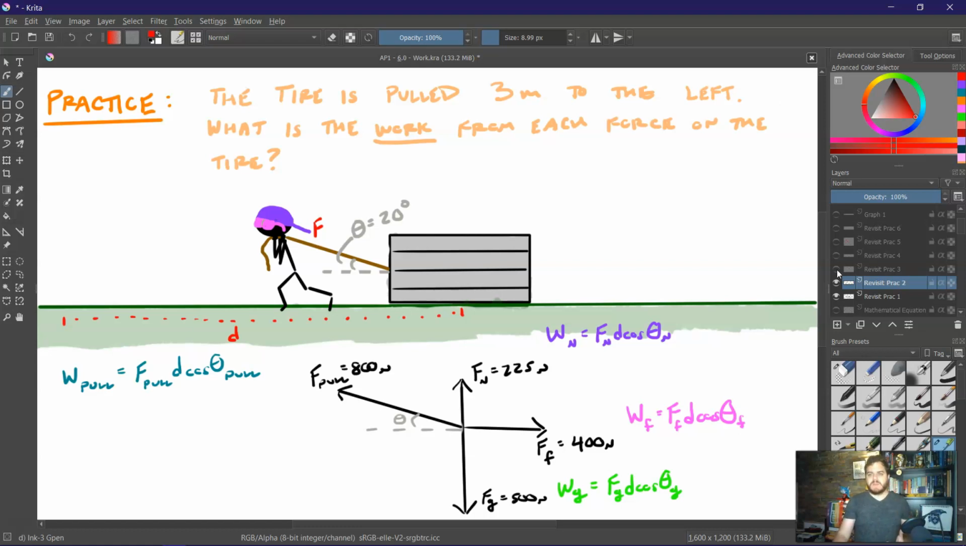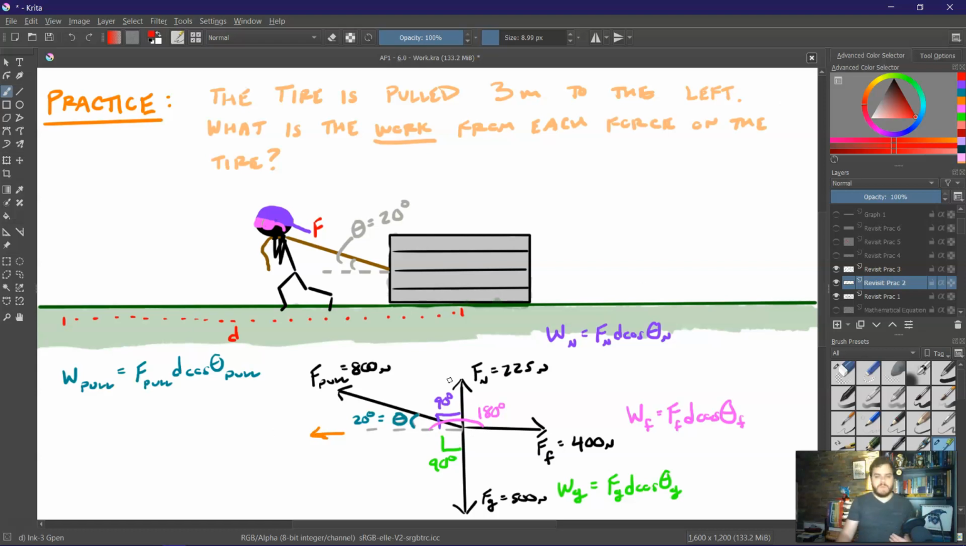And what direction is this object moving? Well, it's moving to the left. So let's go through these one at a time. What angle is the force of pull directed at? That force is 20 degrees away from the direction of motion, or 20 degrees away from the left.